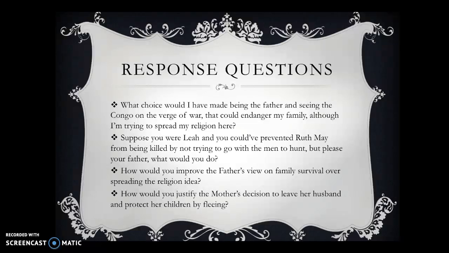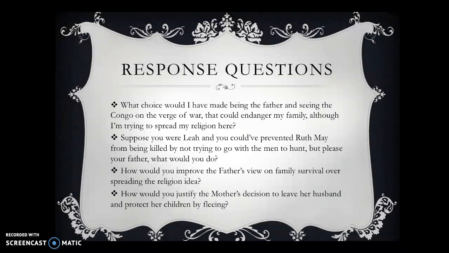The next question was, suppose you were Leah and you could have prevented Ruth May from being killed by not trying to go with the men to hunt but please your father as you would have gone to hunt, what would you have done? I personally, if I were Leah, I know she was thriving to have her father's approval, but if she could have prevented her younger sister from being killed and her still be alive, then I would have done that instead of going to hunt with the men to try to please my father.